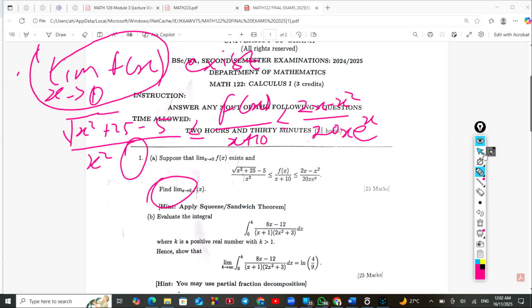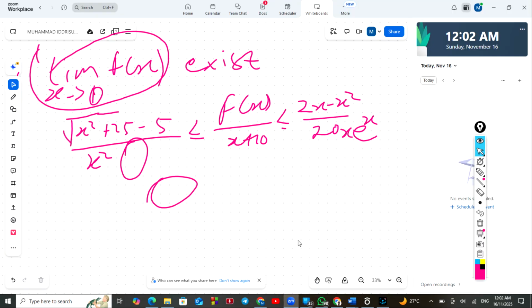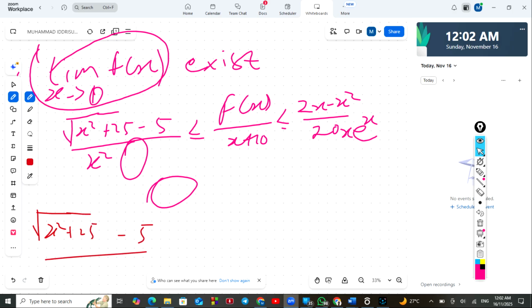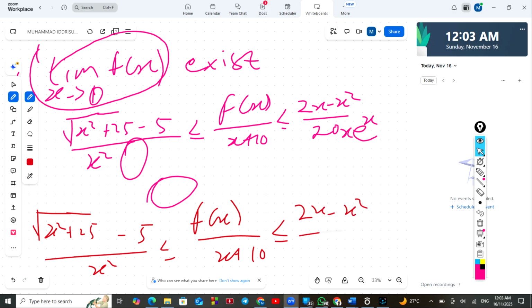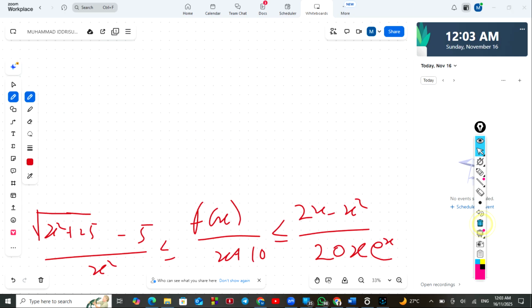So let's dive into the solution. So let me open my notebook here and let me just write the question afresh. So root of x squared plus 25 minus 5 all over x squared less than or equal to f of x over x plus 10, which is also less than or equal to 2x minus x squared all over 20x e to the power x. So we are finding the limit as x approaches 0 of f of x.